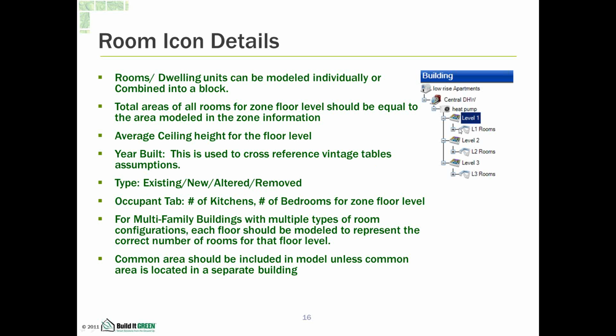There's going to be an occupant tab when you click on the room, and that's where we're going to put in the number of kitchens and the number of bedrooms. And so the number of bedrooms for each of the rooms should total up to what you put in the very top of the building. When you start your building in Energy Pro, it will ask you what the number of dwelling units is for the building. So if you put 60 units as the total number of units for the apartment, then each of the rooms should have a total room number that adds up to 60 for each of the floor levels.